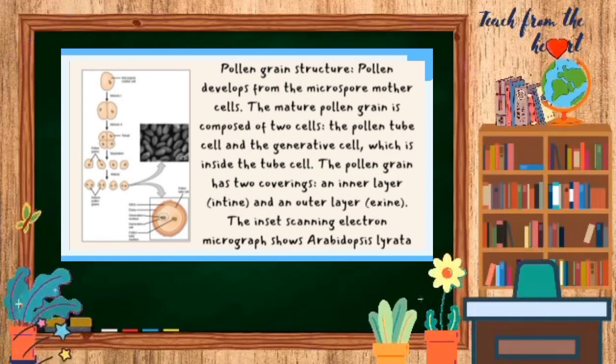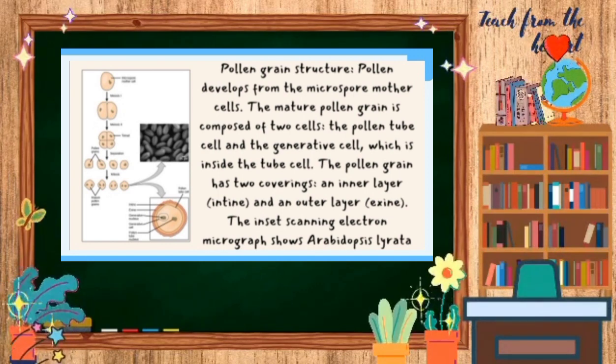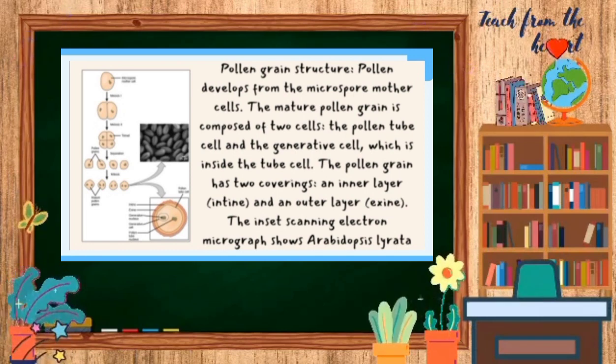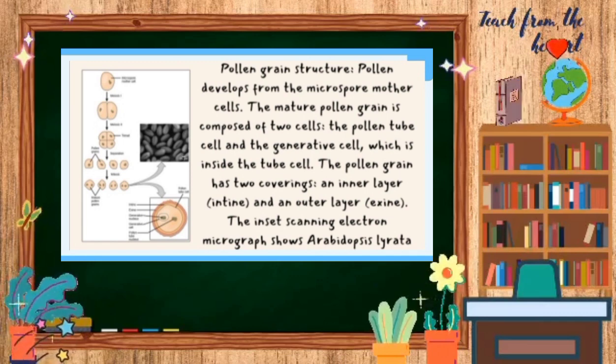Pollen grain structure. Pollen develops from the microspore mother cells. The mature pollen grain is composed of two cells, the pollen tube cell and the generative cell, which is inside the tube cell. The pollen grain has two coverings, an inner layer, intine, and an outer layer, exine. The scanning electron micrograph shows Arabidopsis lyrata.